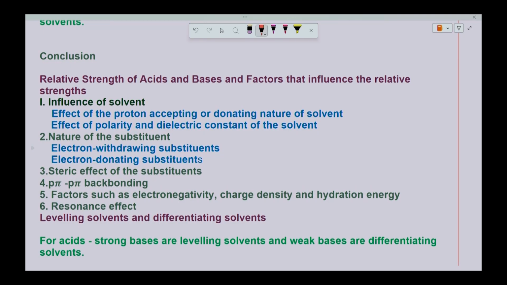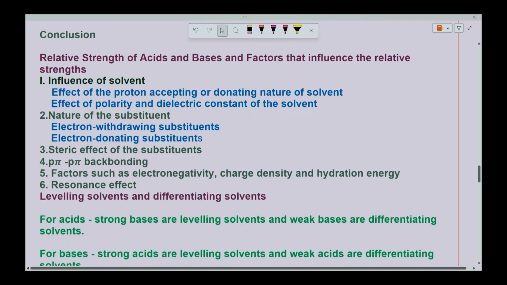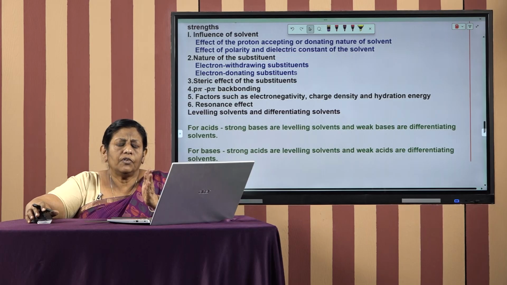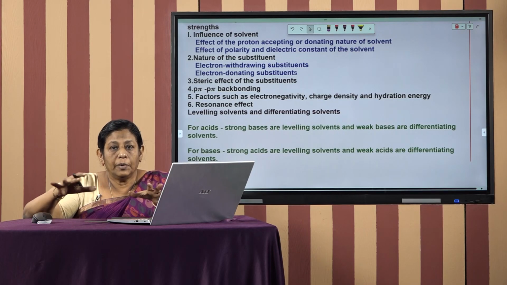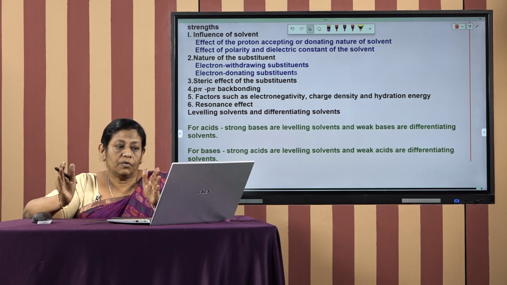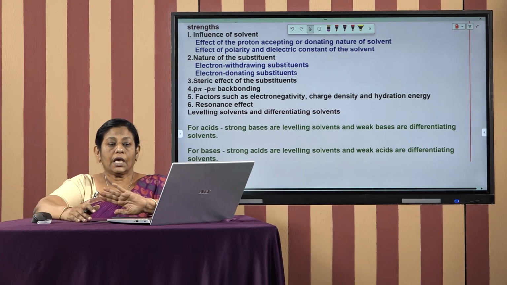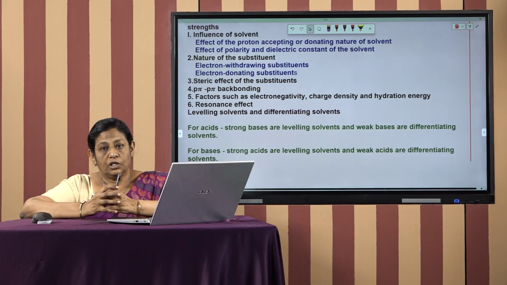After that, we were discussing the leveling effect and differentiating effect of solvents, and for acids we have said that if we use strong bases, they become leveling solvents. If we are using weak bases, they will be differentiating solvents, and for bases, if I use strong acids, that will be leveled, and if I use weak acids, they can act as differentiating solvents.